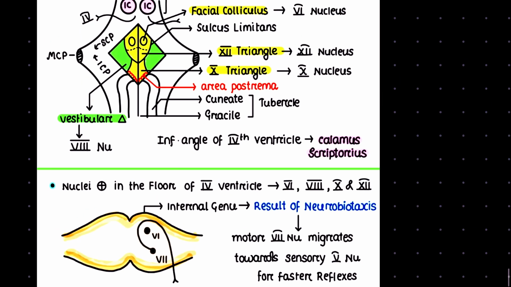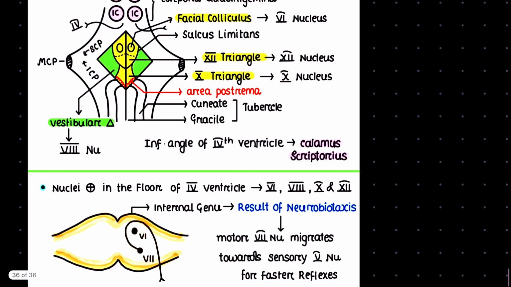Now, talking about the nuclei that are present on the floor of the 4th ventricle, the first nucleus is the one present inside our facial colliculus. I already said that the bulging part is because of the facial colliculus. Inside the facial colliculus, obviously the 6th nucleus is found. So one content of the floor of the 4th ventricle is the nucleus of cranial nerve 6.